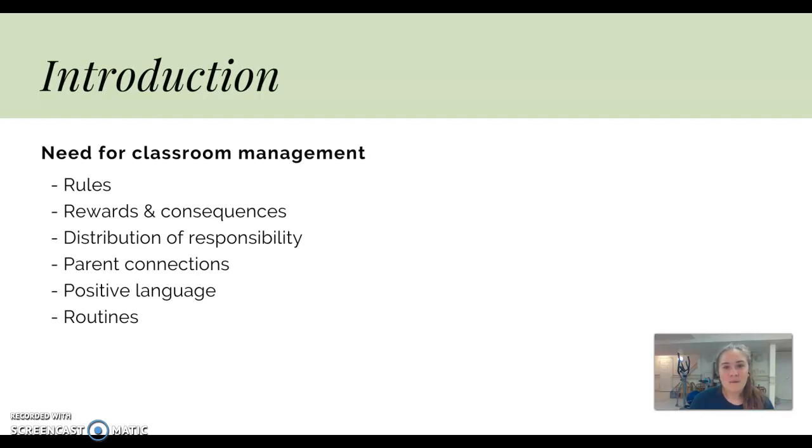We have to have rules so that we can communicate to our students what we expect of them. We need to then have rewards and consequences, after our rules have been taught to our students, so that we can actually implement them and hold students accountable. And then we have to have a distribution of responsibility amongst our students. They need to know what their part in the classroom is, and then we also need to know amongst paraprofessionals, teachers, special ed teachers, administrators, parents. Everybody needs to understand their responsibilities.